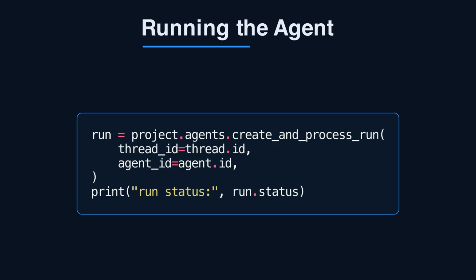Runs are asynchronous by nature, but here we use create and process run, a helper that starts the run and blocks until it reaches a terminal state, completed or failed, polling for us. For a script that is perfect. In a web app, you would start the run and poll yourself so you do not block the request, but the work the service does is identical.